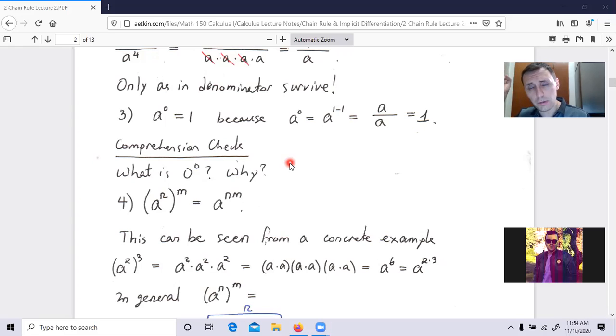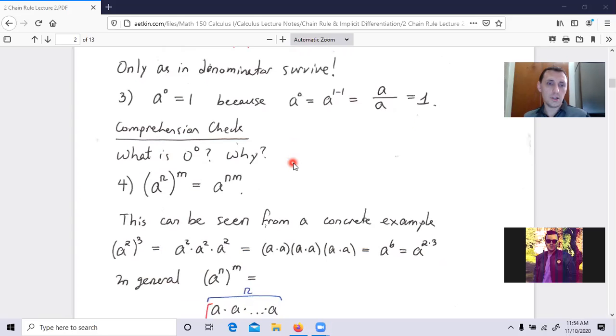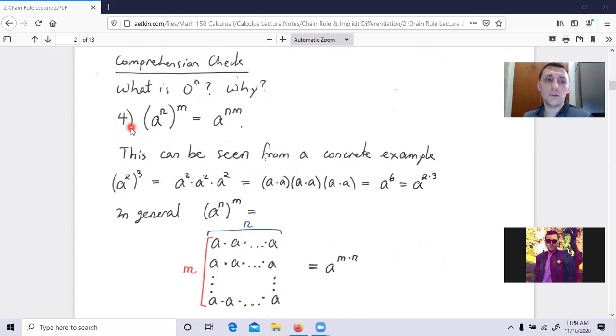So you have 0 equal to 1, and that's the contradiction. Good. So then we can see the following. We can see this property 4 is that if I take a to some power n and then I raise it to yet another power m, I get a to the n times m.